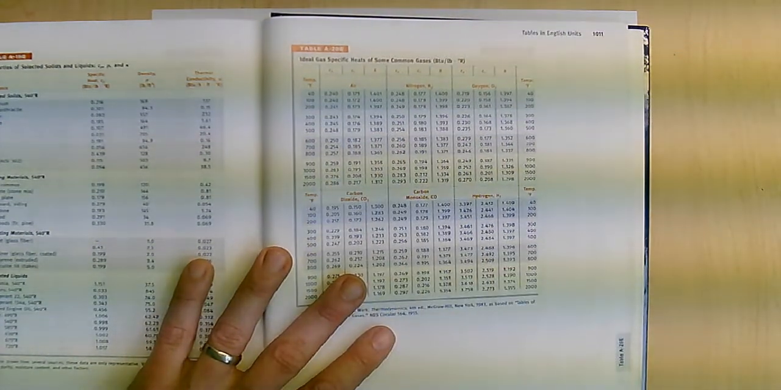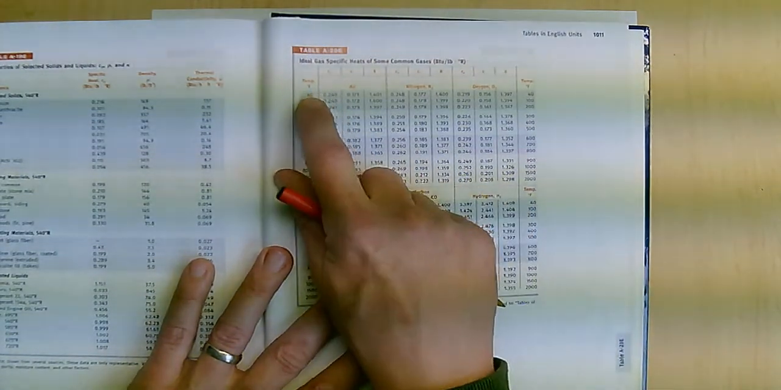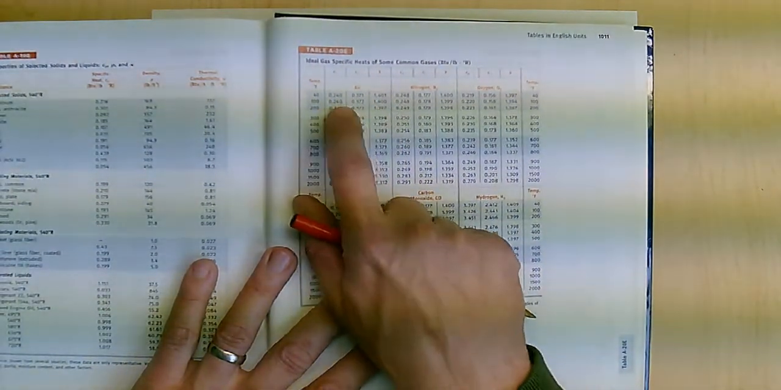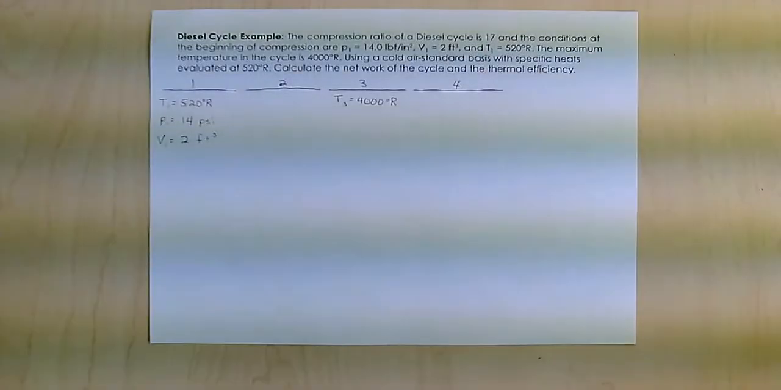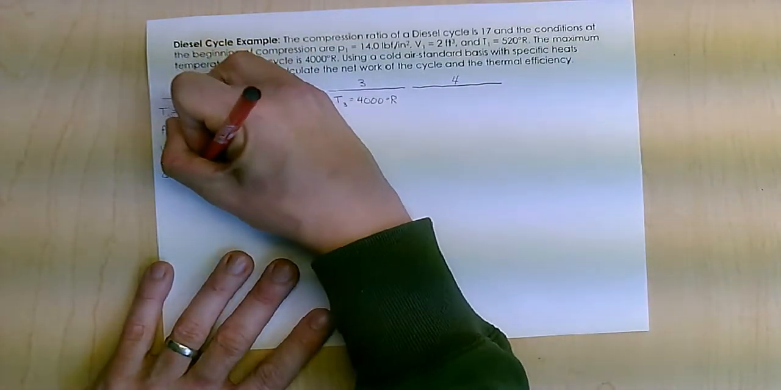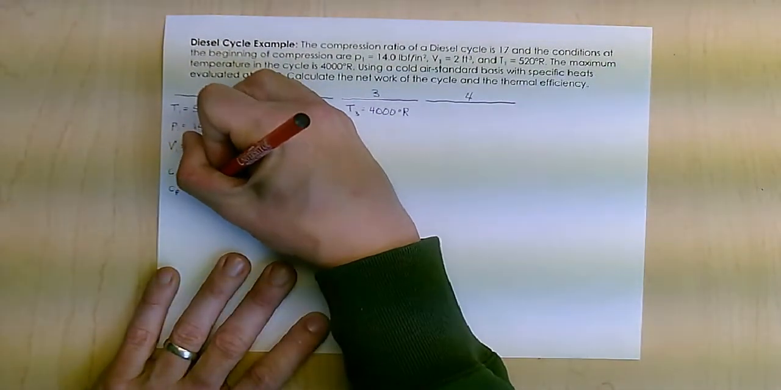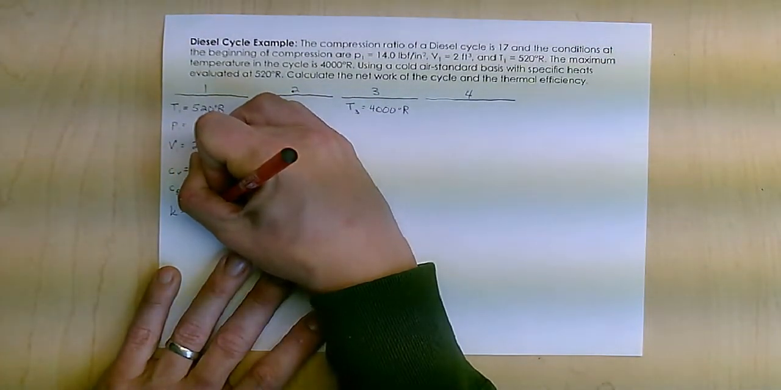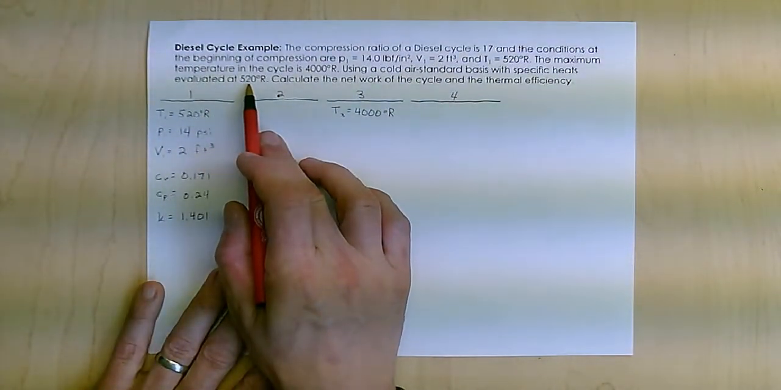Okay, and that's for, I'm sorry, that is for Fahrenheit. So I actually am not 500 Fahrenheit, 500 Rankine. So I'm actually down in here a little bit. So 0.24, 0.17, 1.4. Those are my values there. So I'm going to use CV equals 0.171, CP equals 0.24, and K, the specific heat ratio, 1.401. And again, that is the specific heats for air at 520 degrees.